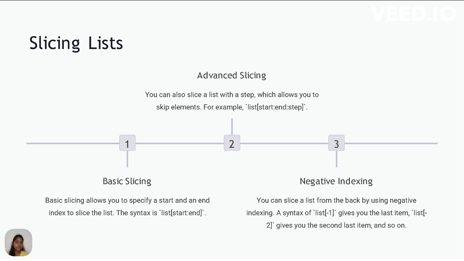And the third one is negative indexing. You can slice a list from the back by using negative indexing. The syntax for negative indexing is list, open square bracket, minus 1, close square bracket, which gives you the last item. List minus 2 gives you the second last item, and so on. You can see many examples for this negative index, but I have taken two only.